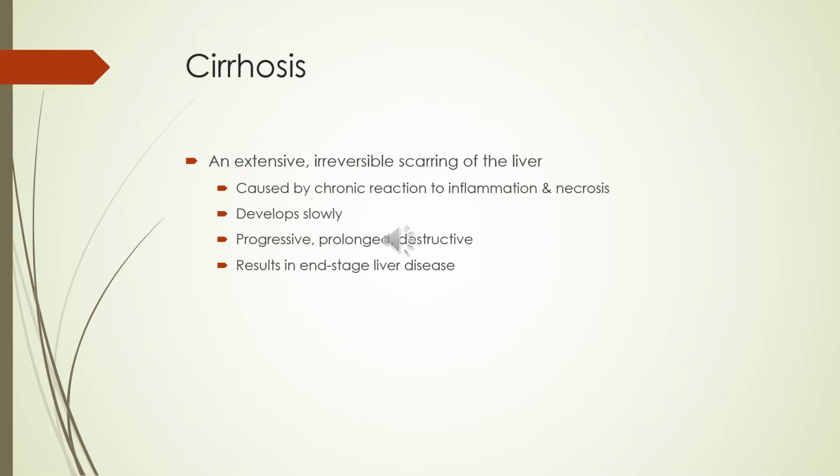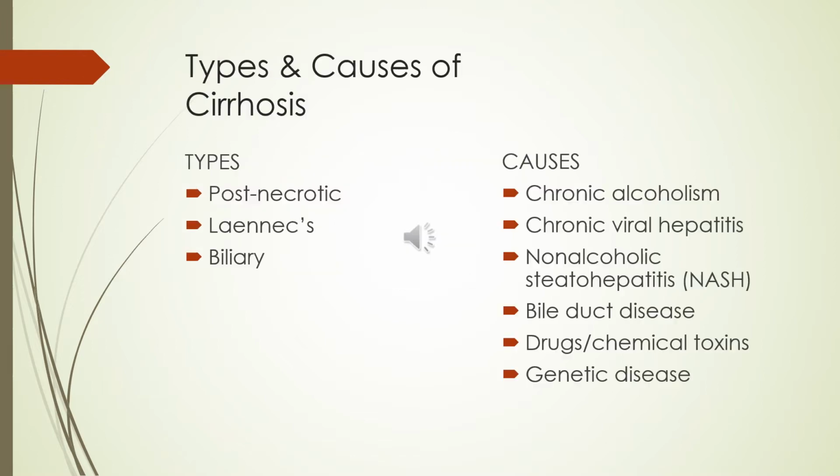So cirrhosis is an extensive, irreversible scarring of the liver. It's caused by chronic reaction to inflammation and necrosis. It does develop slowly, but it will progress with prolonged destruction, and also it will result in end-stage liver disease. So we'll discuss the types and causes of cirrhosis.